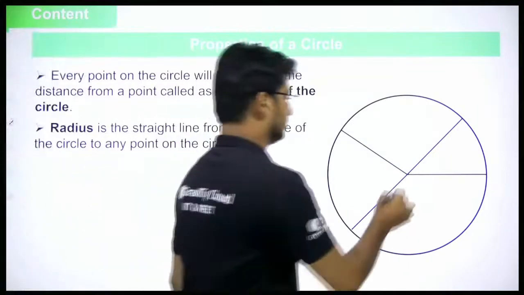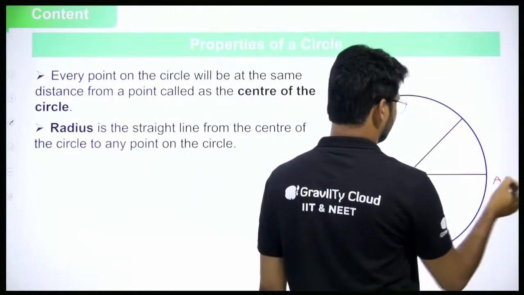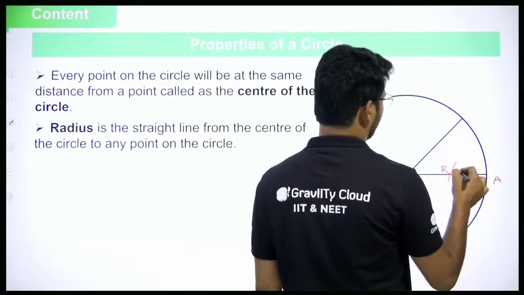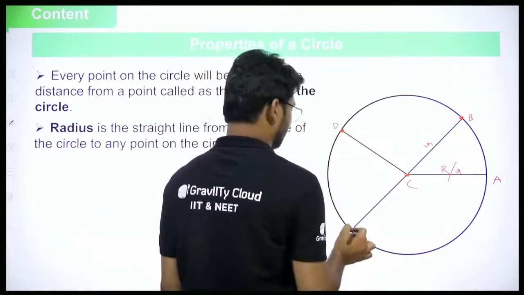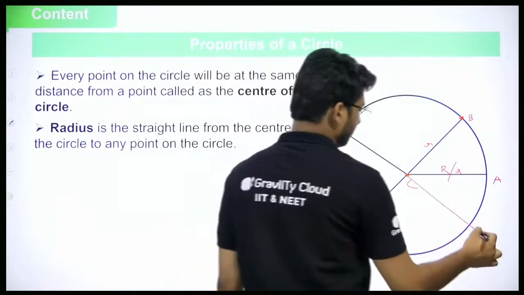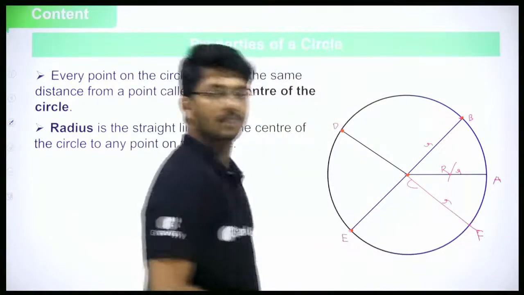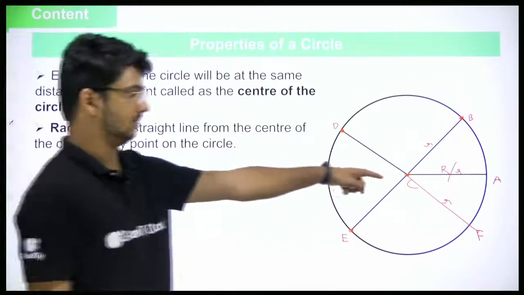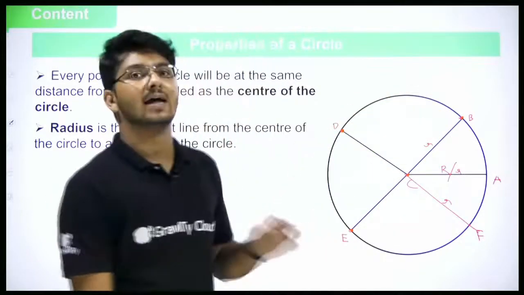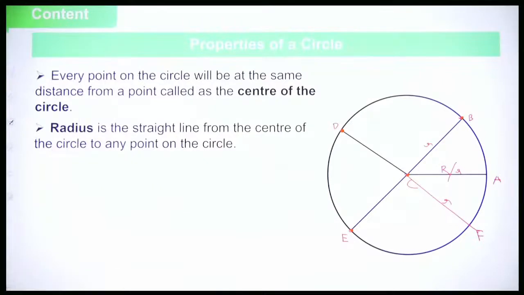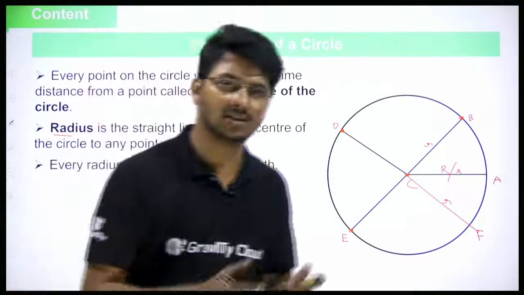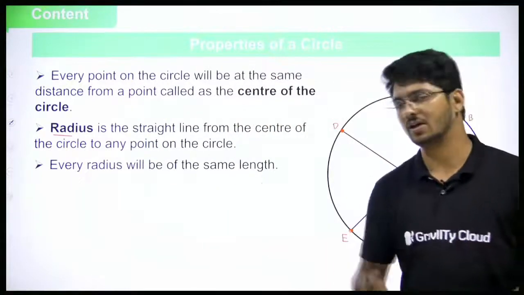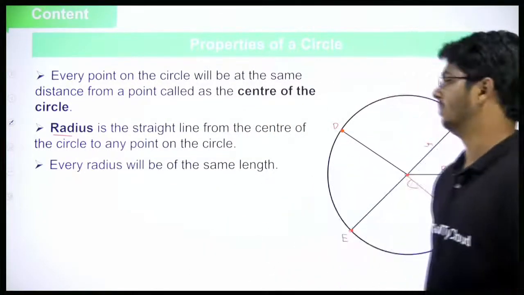So here all these lines, CA radius, I'll call it capital R or small r, it's up to you. CB radius, CD radius, CE radius, CF radius. That is a line joining the center and any point on the circle. That line is the radius. The length also is called the radius, the same name. Very important. Then the interesting point is every radius will be of the same length, as we discussed. We took an example of 15 centimeter. All of them will be 15 centimeter.